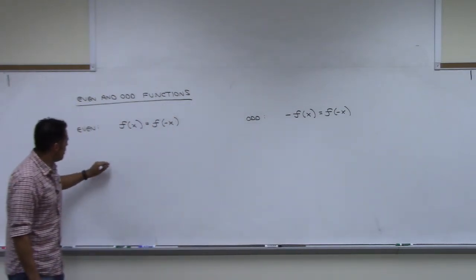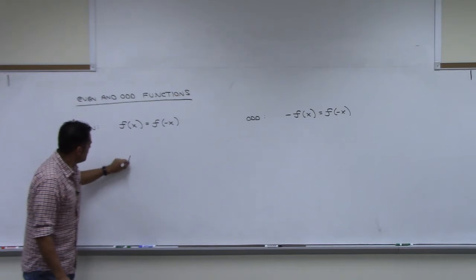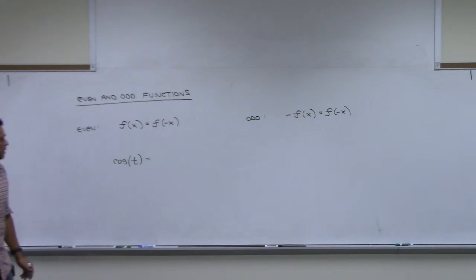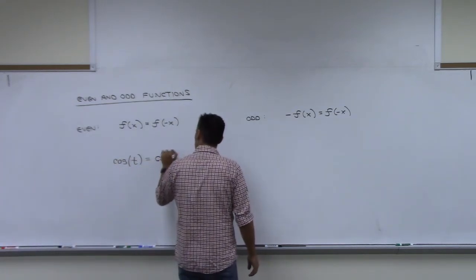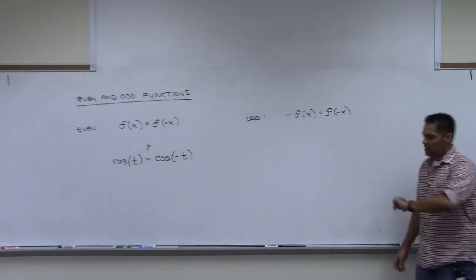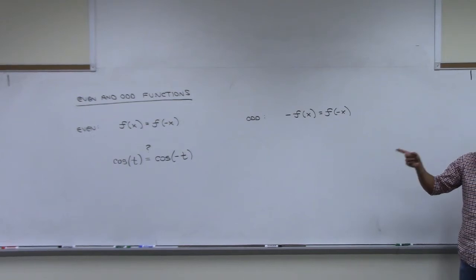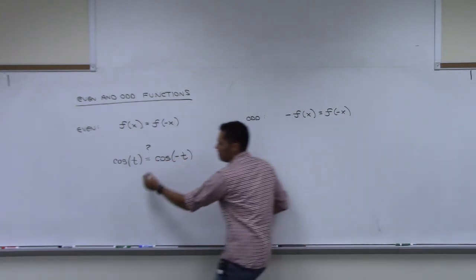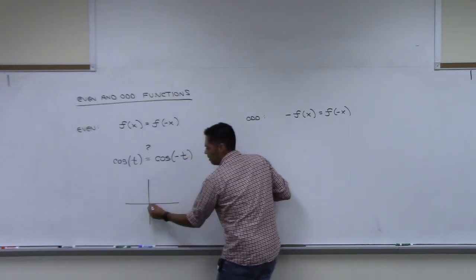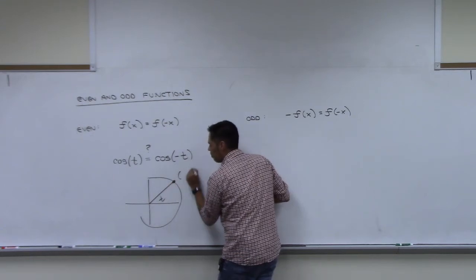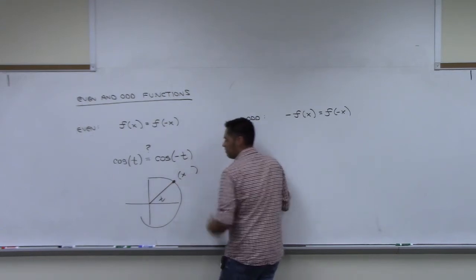So let's talk about cosine. Cosine of t. Is that even or odd? So I'm asking you, is this true or not? So the left side of that equation says, give me what coordinate? Cosine t means give me the x coordinate, right? So this side means draw an angle t off the unit circle, and then give me the x coordinate right there. This number right here, x.